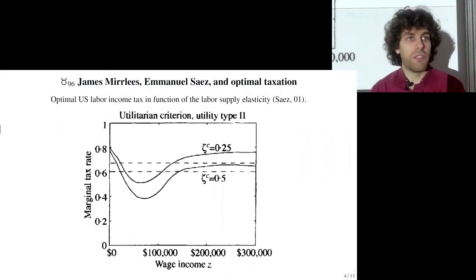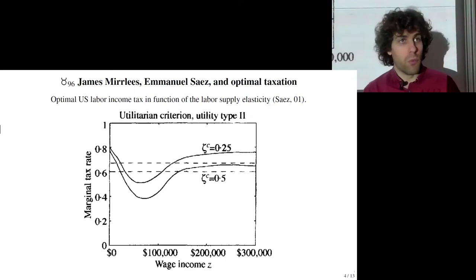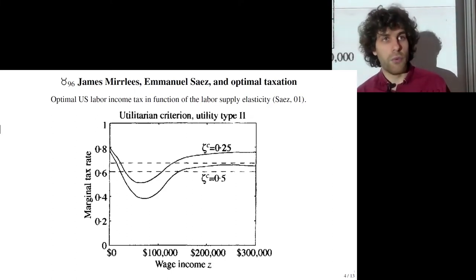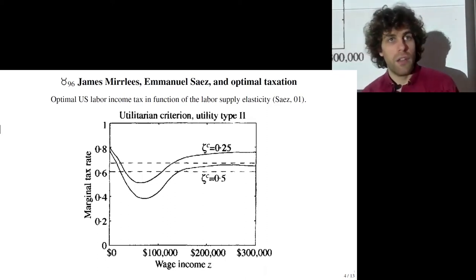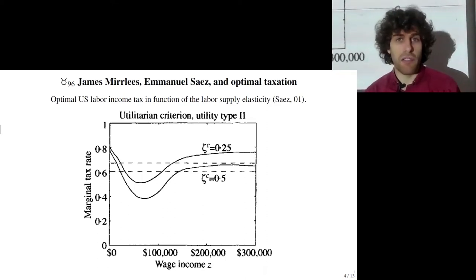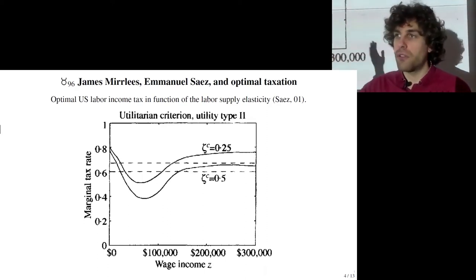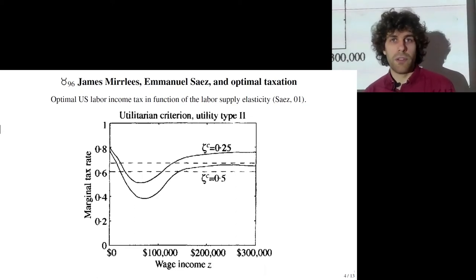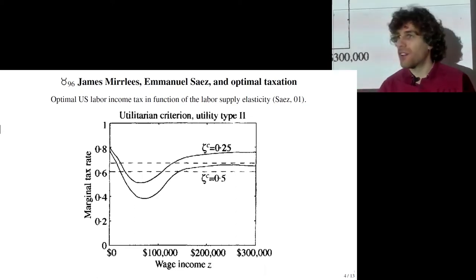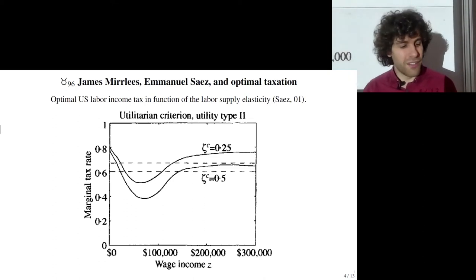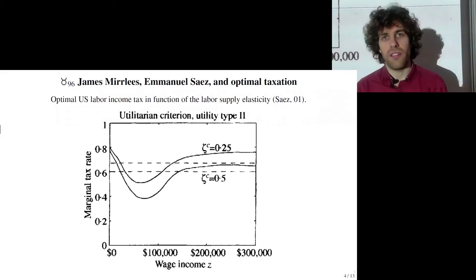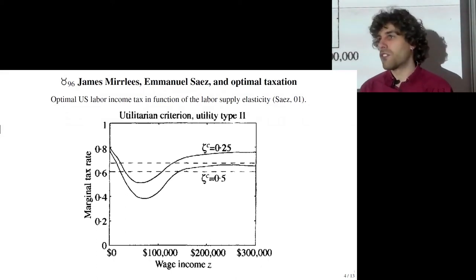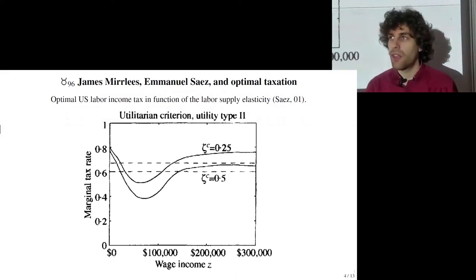Historically, it was not always the case. For example, right after World War II, in many countries, including the US, the top marginal tax rates were very high. In the US, Roosevelt wanted to have a maximal income, so a 100% marginal tax rate for the top incomes, but the Congress didn't want it, and they found a compromise with a 95% top marginal income tax rate.